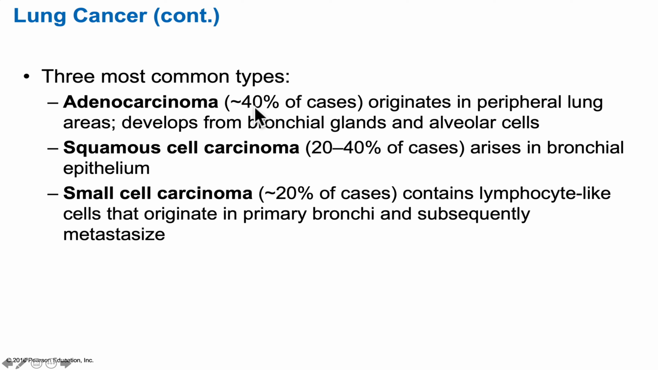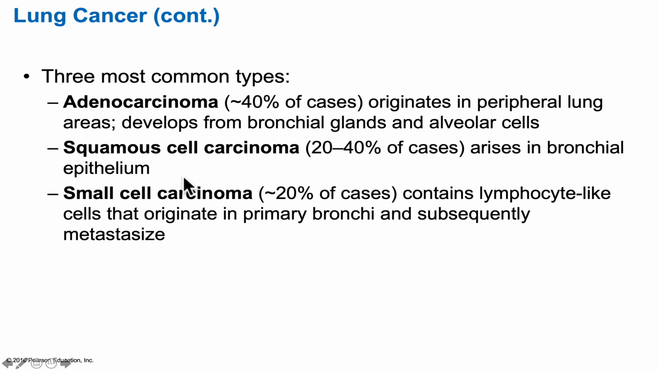Adenocarcinoma, which accounts for about 40% of cases, originates in peripheral lung areas as solitary nodules that develop from bronchial glands and alveolar cells. In squamous cell carcinoma, again, this accounts for between 20 to 40% of cases. This arises in the epithelium of the bronchi or their larger subdivisions and tends to form masses that may bleed.